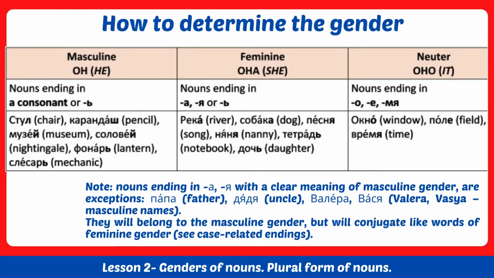The same about дядя, uncle, ending я, Валера, Вася. They are masculine names. We know that they are masculine names, and we will conjugate those words as a noun of a feminine gender, but we know that they are masculine gender.